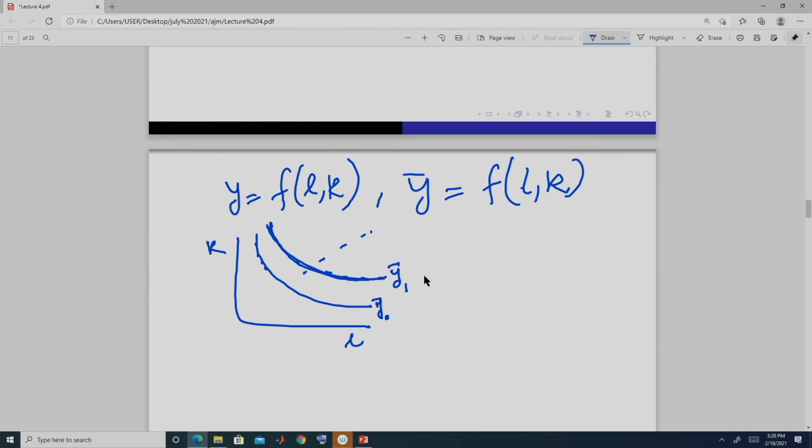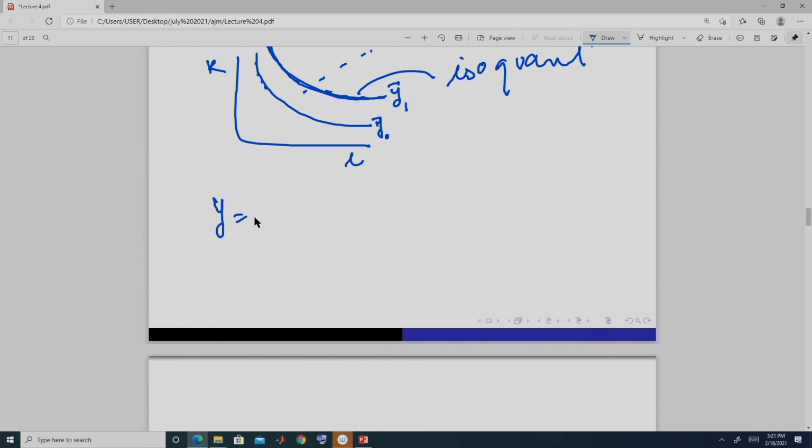Now, these are called isoquants, something similar to indifference curves, and we will require them while solving an optimization problem that the firms solve. Okay? Now, let us do some example, suppose our production function is this.